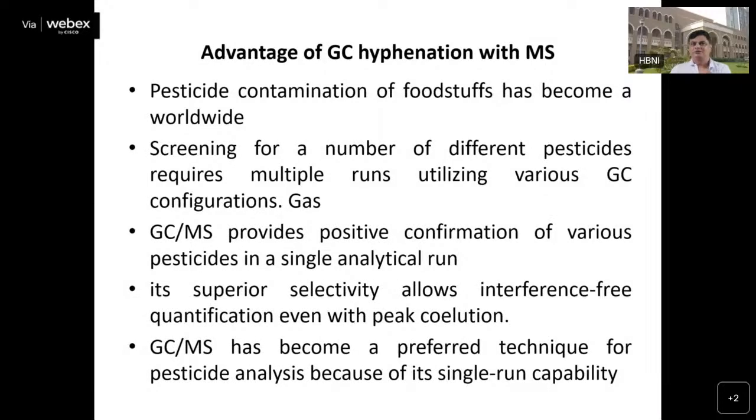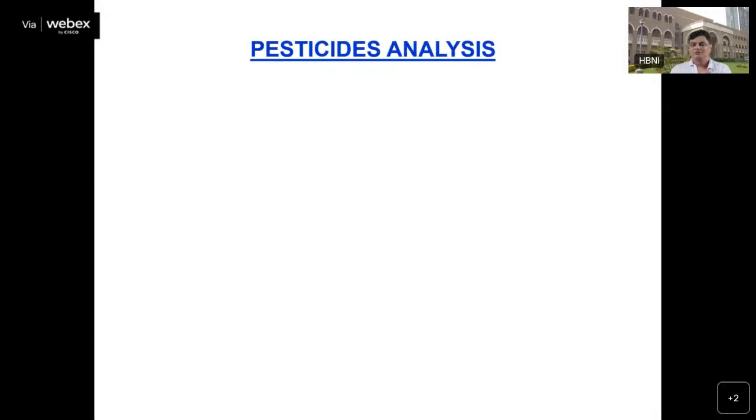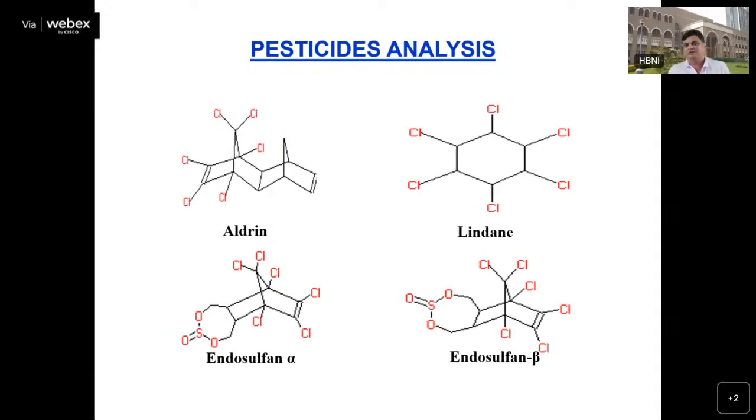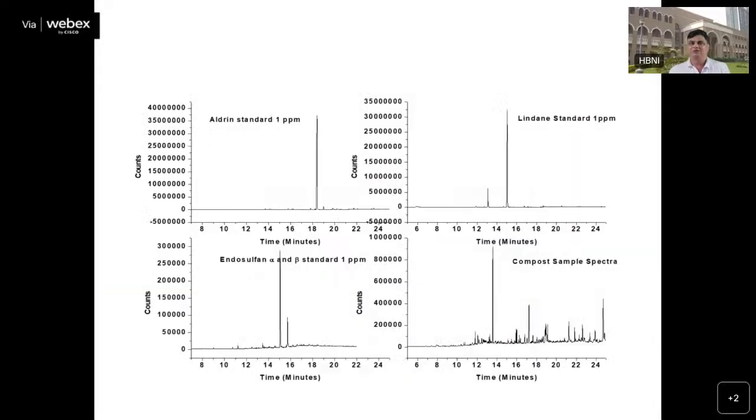So these are the various advantages associated with the GCMS. We see that one pesticide analysis in food materials generally involves pesticides like aldrin, lindane, and both endosulfan alpha and beta forms. So how in one go can we do the analysis of this? Not only can we separate them, we can also identify them by using GCMS.